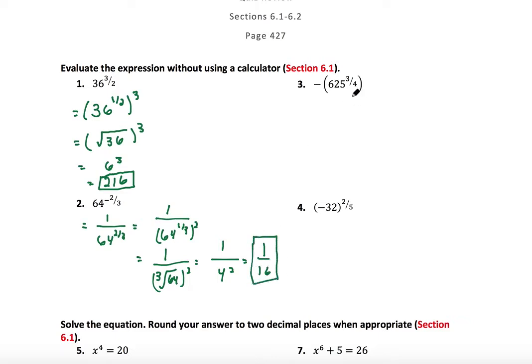For number 3, we have negative the quantity 625 to the 3/4 power. So the negative is just going to come along for the ride. So we have the 4th root, by the same argument, of 625 cubed. So this would be negative. The 4th root of 625, I believe, is going to be 5 cubed. And that's how we get negative 125 as our answer.